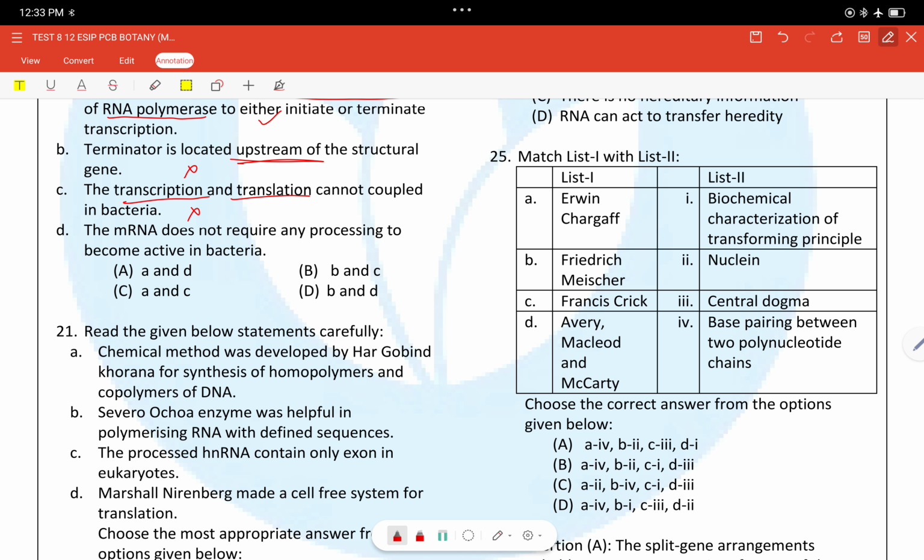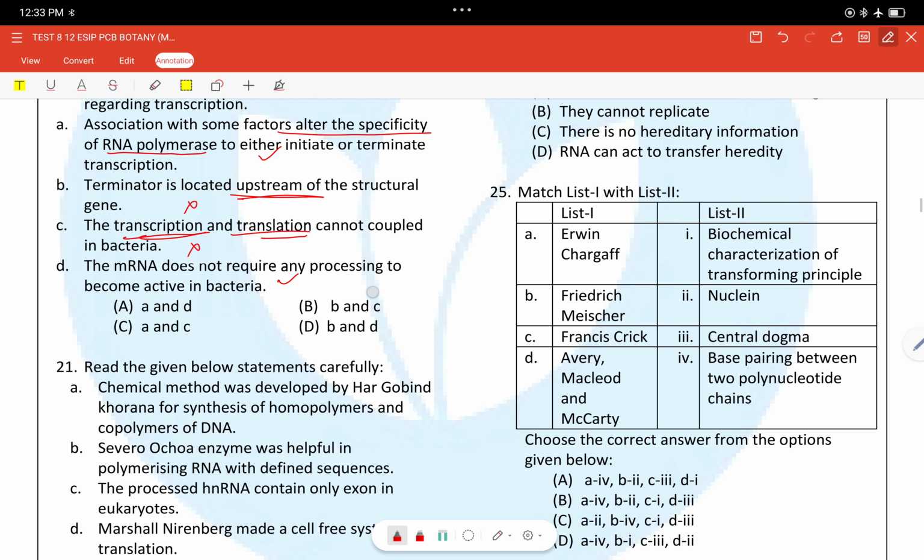The mRNA does not require any processing to become active in bacteria. That is absolutely correct. In bacteria, mRNA does not require any processing. That is why transcription and translation are coupled. So options A and D are correct.